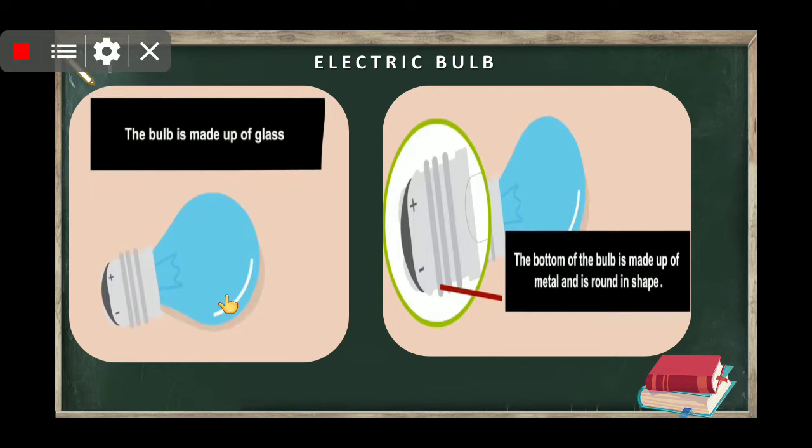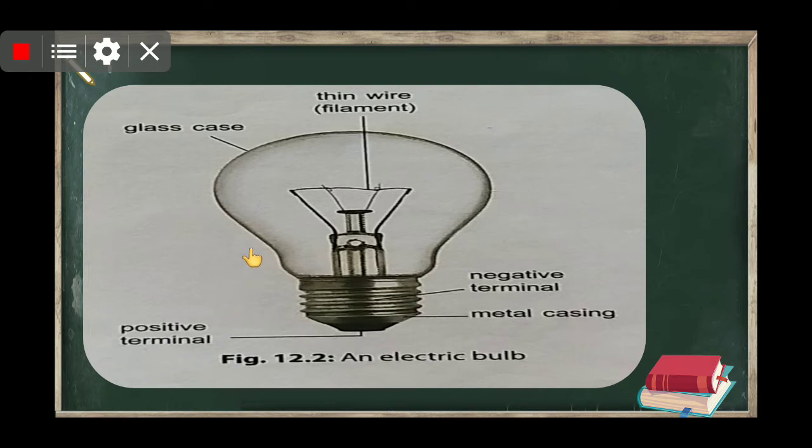Here the bottom of the bulb is made of metal and is rod-shaped. Here I would like to show you that this is a thin filament. When electricity is passed through it, the filament gets heated, and when it gets heated, the bulb glows. As you can see, the filament is molded on two thick wires, and these thick wires are drawn, one up to here and the other one up to the last.